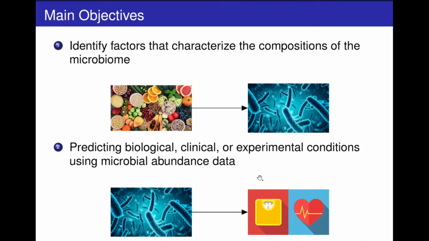There are two main objectives researchers pursue to address this research question. The first is identifying factors that characterize the compositions of the microbiome. For example, we might be interested in the relation between diet and microbial abundances. The second objective is predicting biological, clinical, or experimental conditions using microbial abundance data. For example, we might be interested in investigating how we can predict BMI using the microbiome data.